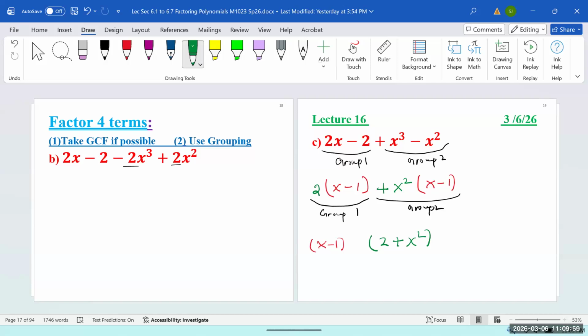Now, this one has nothing to factor out. How about this one? Is it factorable more? Do you see any common factor between 2 and x squared? So none of these are factorable, means we stop, and this is our final answer.